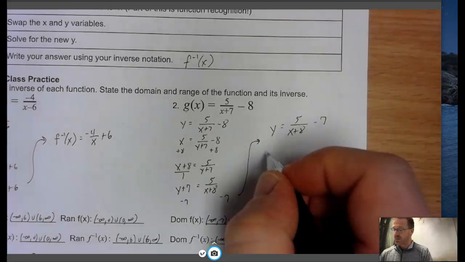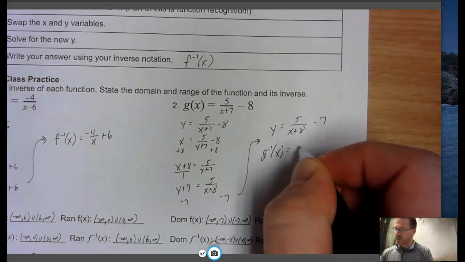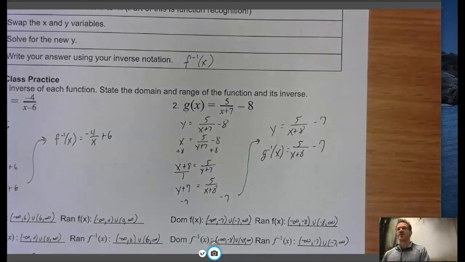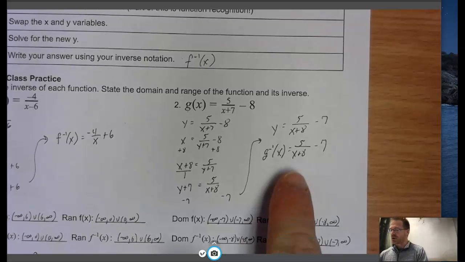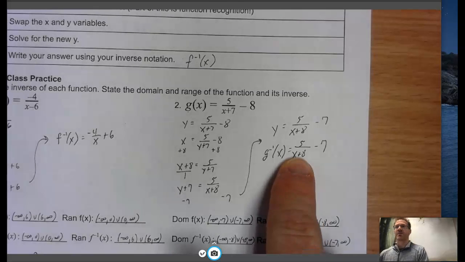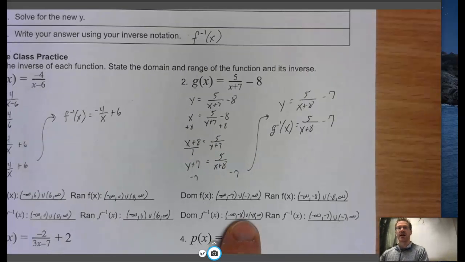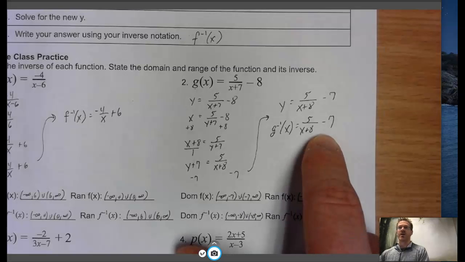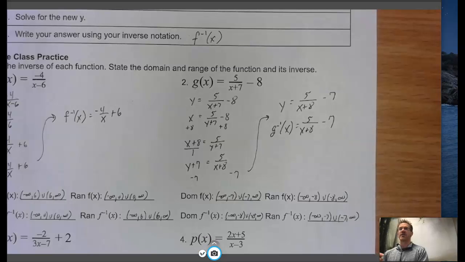Notice it's a g of x this time, so I'm just going to write g inverse of x equals 5 over x plus 8, and then minus 7. Now, once again, hopefully what we've already written for our domain and range holds true for what we have right here. Notice my vertical asymptote would be at negative 8, so my domain would be everything but negative 8. And I can see that in the domain I wrote right here. My k value is negative 7, so that would be the equation of my horizontal asymptote. So I know I'd get everything but negative 7, which is this guy right here. So it matches.